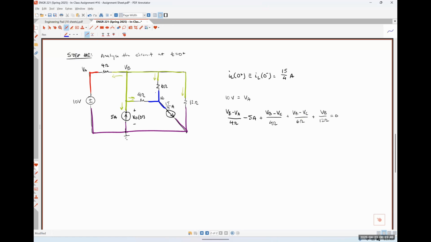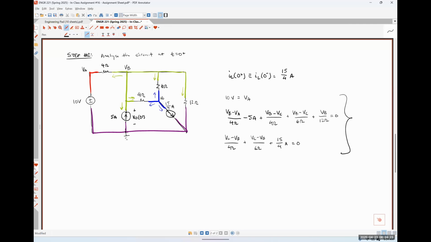So when we apply KCL at node 2, or excuse me, node C, it's just going to be these three currents right here. So that's going to look like VC minus VB over 4 ohms plus VC minus VB over 6 ohms plus that 15/4 of an amp is equal to 0. And I'm going to now solve this system for those three nodal voltages.